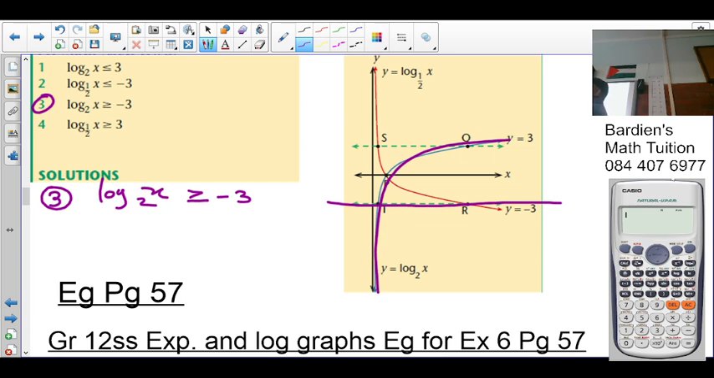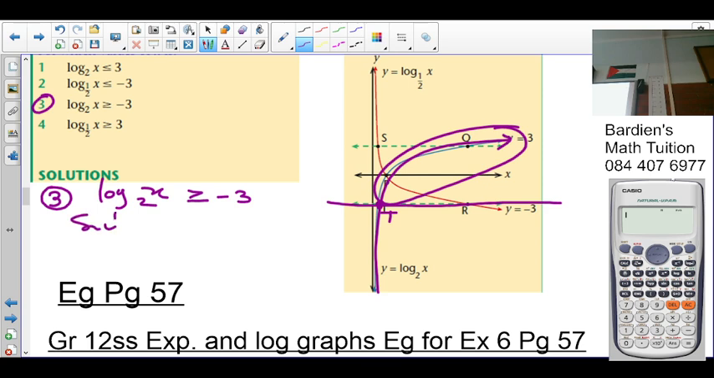So we are then interested in this point T. Can you see that? We are interested in this point T there. But the question is, where is the log x base 2 graph greater or equal to minus 3? So do we look above minus 3 or below minus 3? Above. So it's this part of the graph we're interested in. Can you see that, people? So which point do I need? I need that point T.